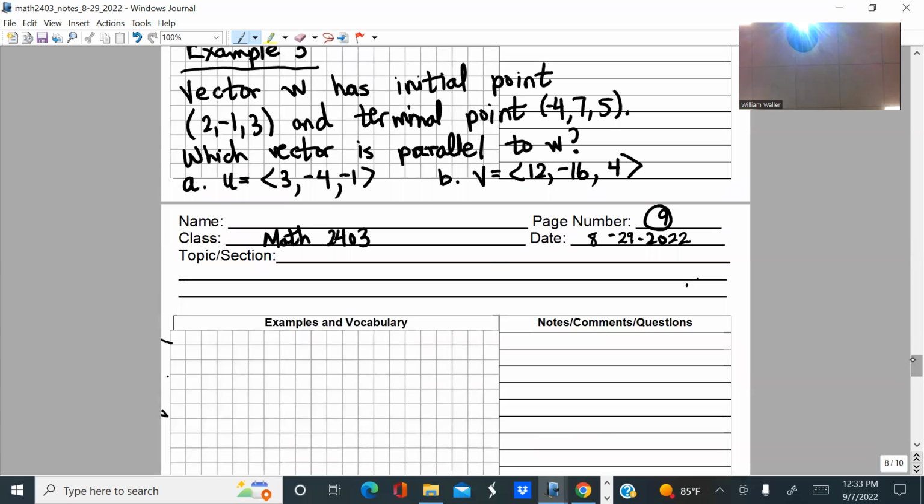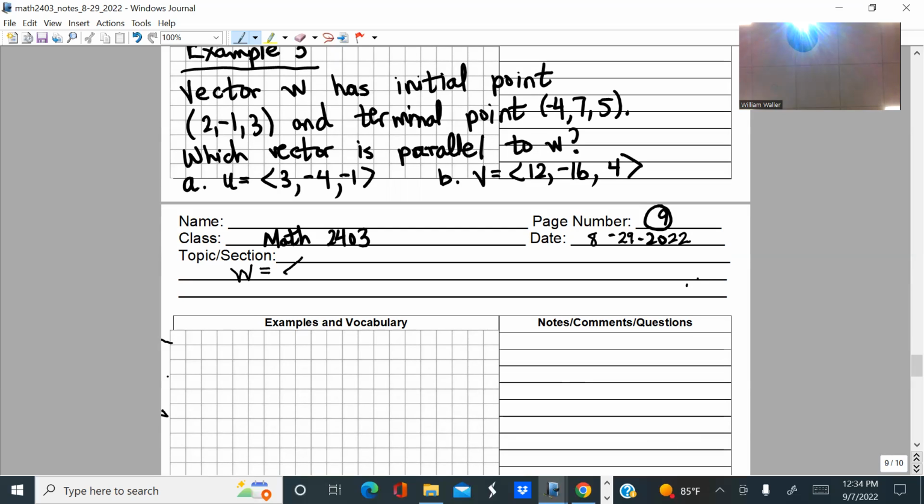So let's answer this question quickly because it's pretty easy. Suppose you have a vector with initial and terminal points as given. The question is, which vector is parallel to W? They give you two vectors in component form, and they want to know which one of those is parallel to W. Let's put W in component form, right? It's very hard to work with vectors in this original initial and terminal point description. So let's take W and put it in component form.